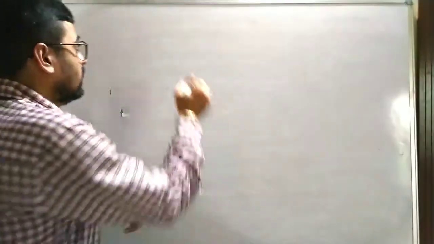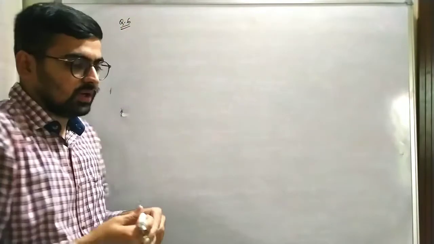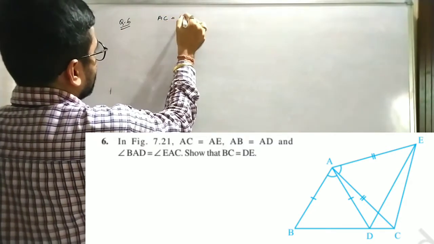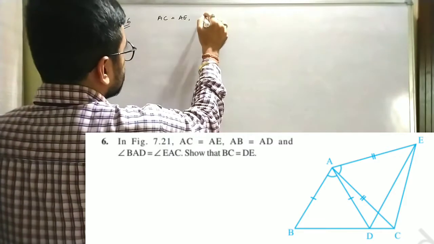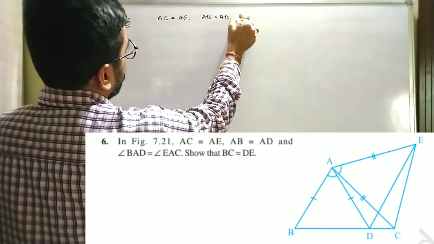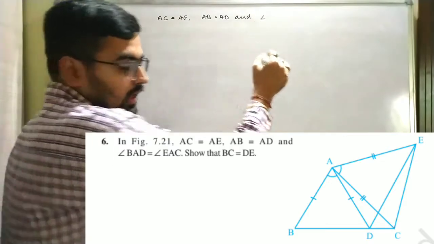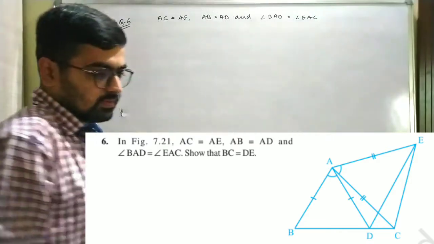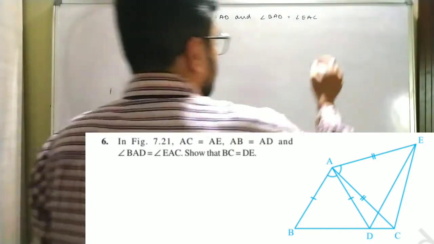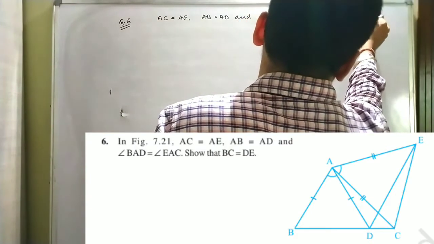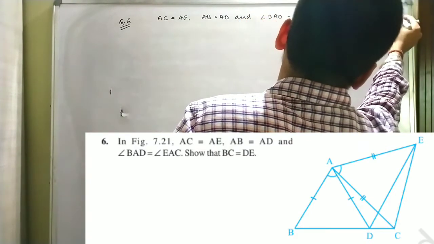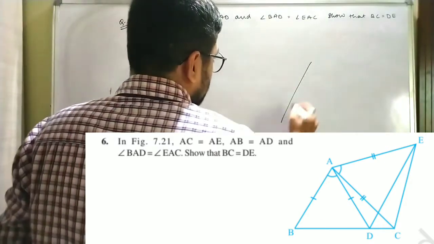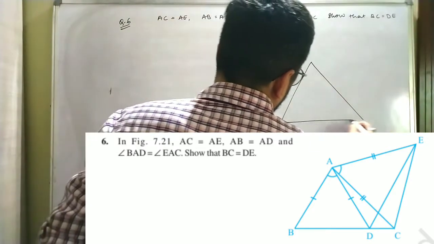Now let's go for question number 6. What do we have in the sixth one? In the figure, AC equals AE. Let me write down. AC equals AE. AB equals AD. AB equals AD. And angle BAD equals angle EAC. So that BC equals DE. What we are supposed to do is prove that BC equals DE. And if you look at the figure, correct? The figure is a little bit tricky, so we will draw it carefully so that we don't get confused, correct?